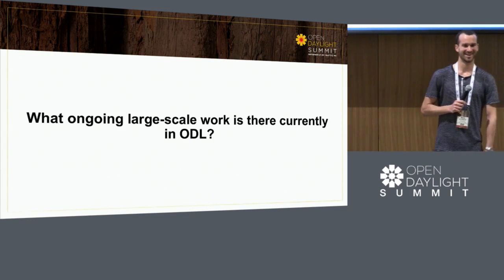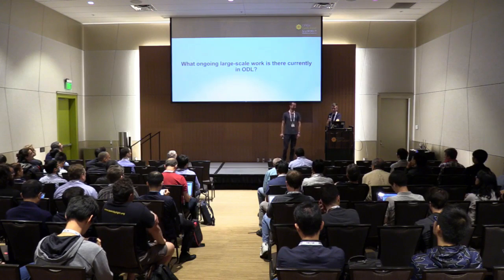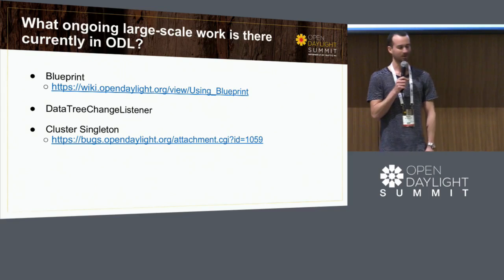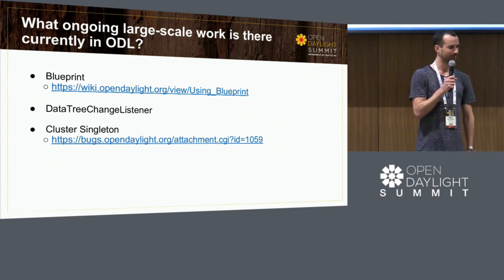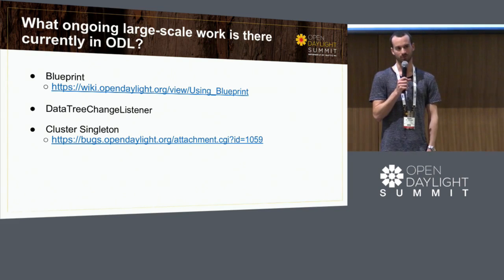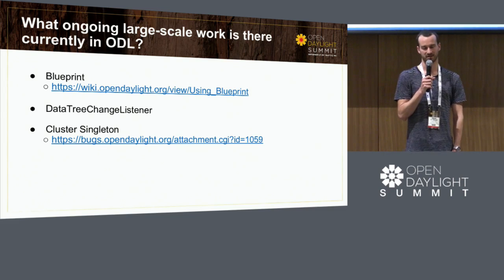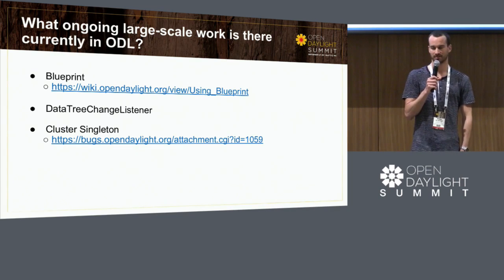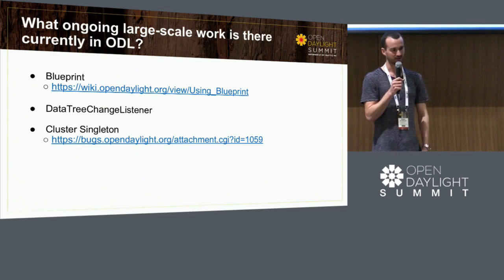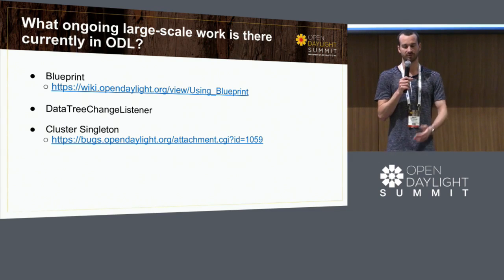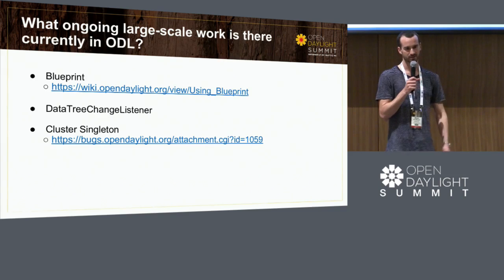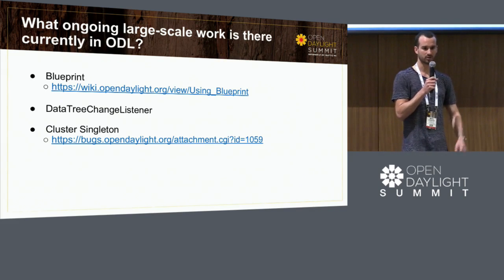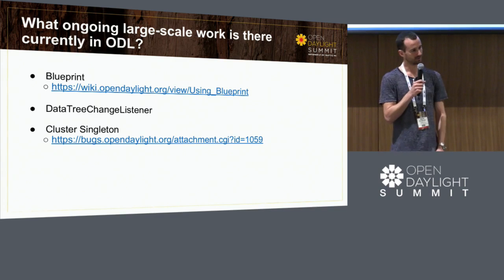Can we drop in an RC? So, the ongoing large-scale work happening in OpenDaylight. The first one is moving to Blueprint. That's regarding dependency injection. Previously we were using something called the config system, but now we're trying to go to Blueprint for many reasons. I'm not going to talk too much about it now, but there's going to be a talk about it if you want to know more.